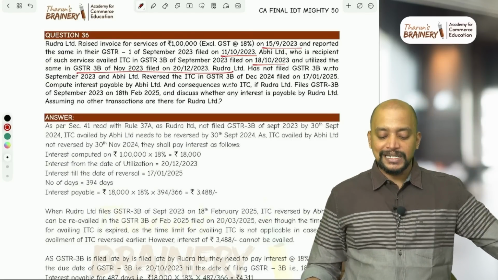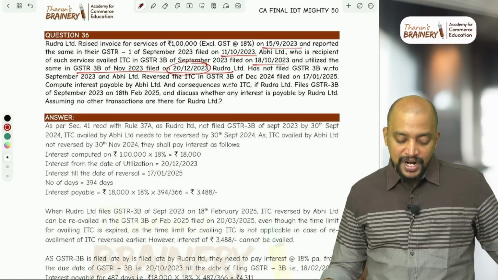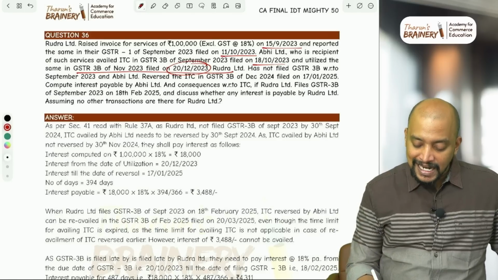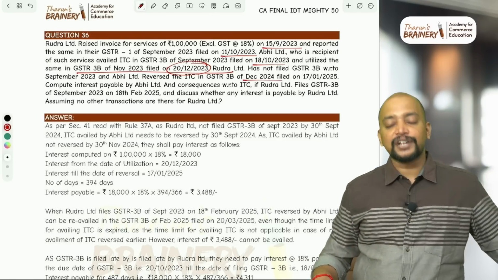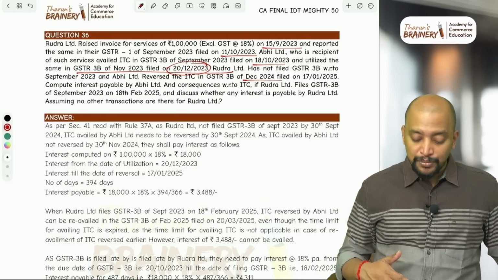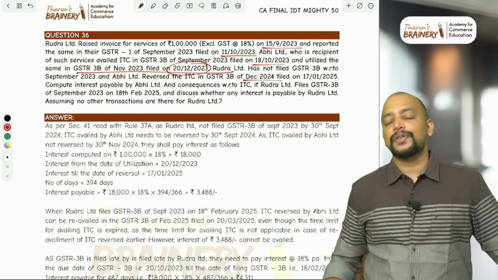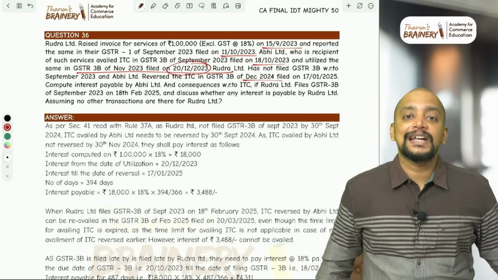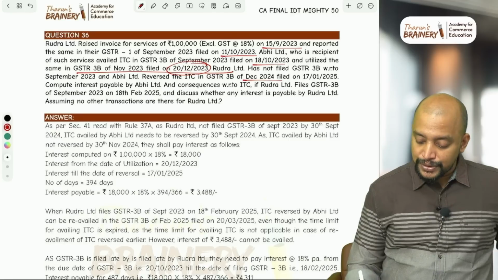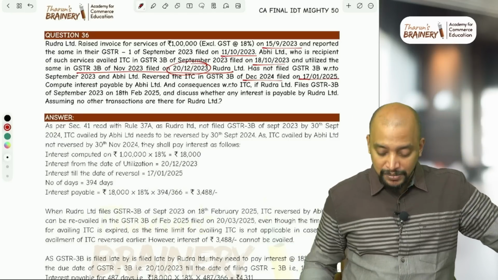So what is the date of utilization? 20/12/2023. Rudra Limited has not filed 3B with respect to September 2023, and Abhi Limited reversed the ITC in December 2024. Actually, if the supplier has not filed GSTR 3B by September 2024, that is next financial year, then the recipient should reverse the ITC by 30th November 2024, but they reversed in December 2024, filed on 17/1/2025, which means interest will be applicable in this case.